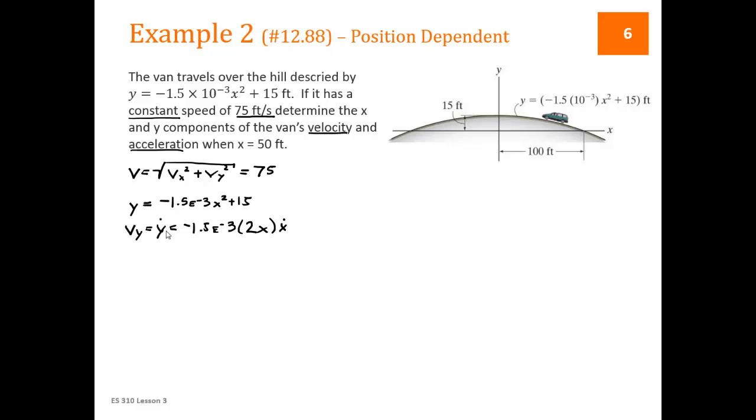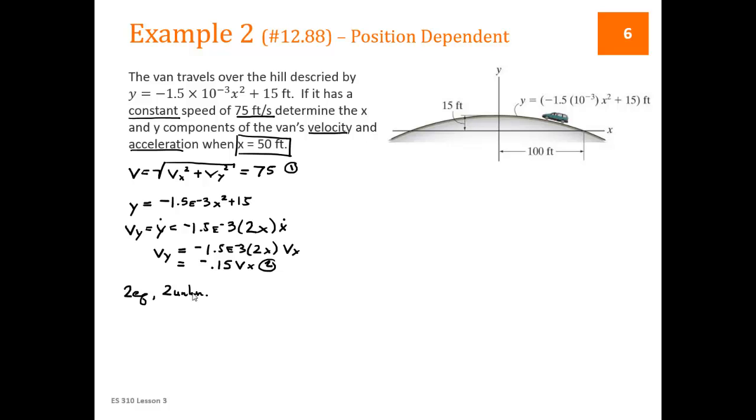All right, so what we've now figured out is how to write vy in terms of 1.5 e to the negative 3 times 2x vx. But we know what x is in this situation, right? x is given as 50 feet. So vy is going to be, if we plug in 50 for x and multiply it out, negative 0.15 vx. So this is our first equation. This is our second equation. Two equations, two unknowns, right? We can solve that, or Wolfram Alpha can solve that, or your calculator can solve that.